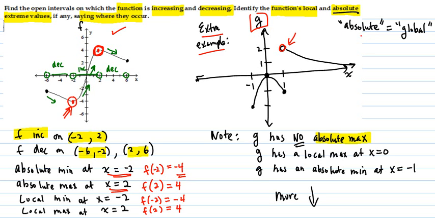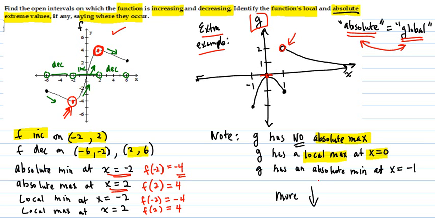And by the way, absolute max, global, same thing. They mean the same. You'll see them referred to in various books as either global max or min or absolute max or min. G has a local max at x equals 0. That's right here. So there's your local max.